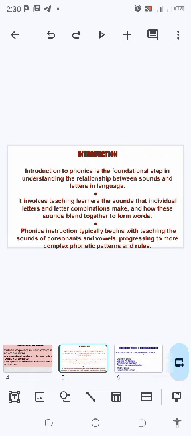Now the last thing: phonics instruction typically begins with teaching the sounds of consonants and vowels. And that is what I have told us, that the first thing we treat is our vowel sounds, followed by the consonant sounds. Then we start progressing to more complex phonetic patterns and rules. So this is the basic, simple introduction to phonics.